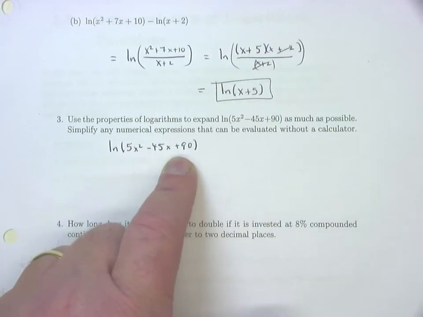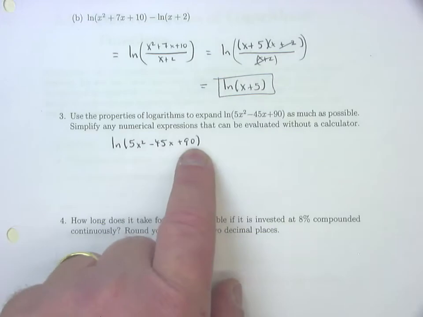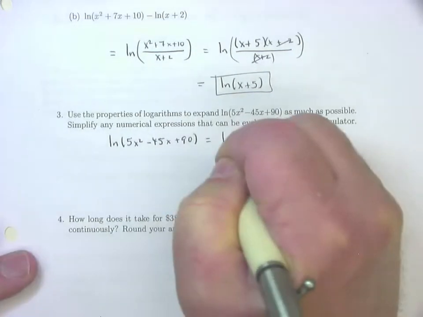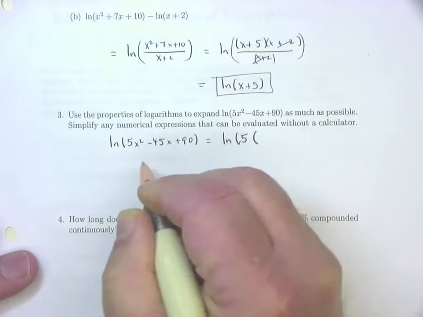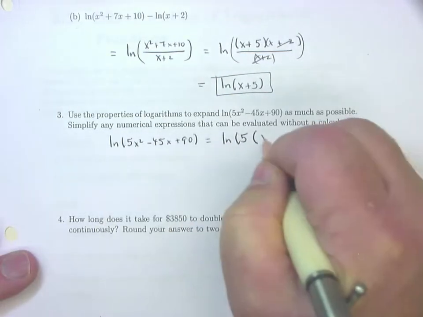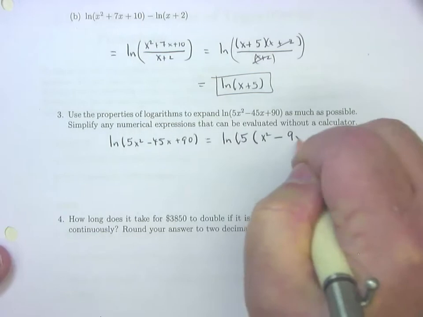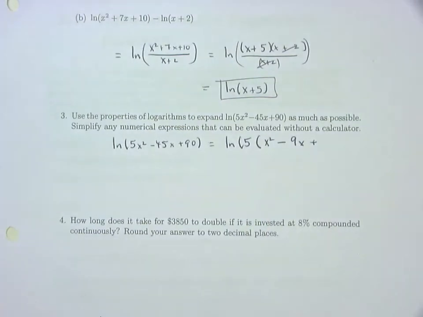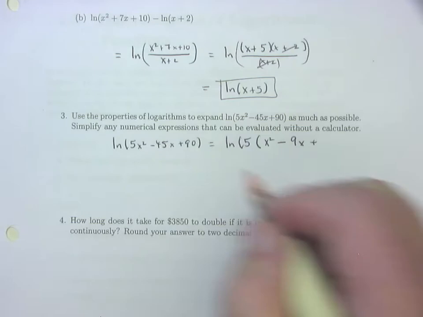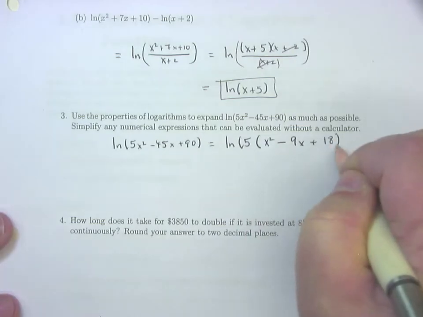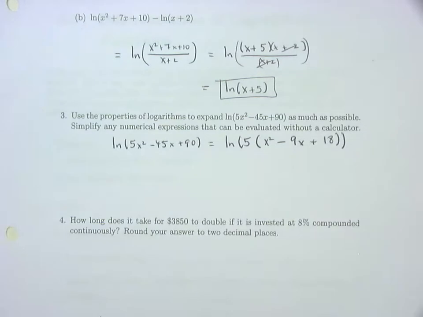The first thing that I notice is I got a 5 in common in all my terms. I can factor the 5 out. So this would be the natural log of 5 times, now 5x squared, factoring out the 5 leaves me with an x squared, minus, factoring a 5 out of 45 is what? Makes me have a 9x plus, factoring a 5 out of 90. What would factoring a 5 out of 90 be? 18. 5 times 18 is 90. So I just factored out 5. Does that make sense? Now I've got my quadratic in a little better form.